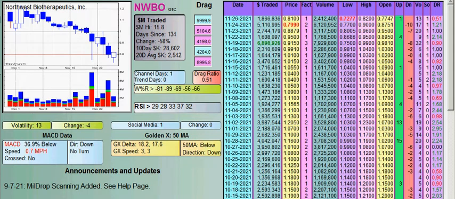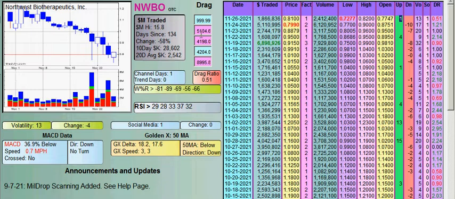Okay, I've got an earlier video on what drag ratio is, but let's do NWBO here. On Friday, the 26th, she had a max drag. This is as high as it goes. And the reason for that is that she traded almost $2 million and only moved up 1%. In other words, it took $2 million to move her 1%. The up drag, because it's blue on this day, is just maxed out, okay?